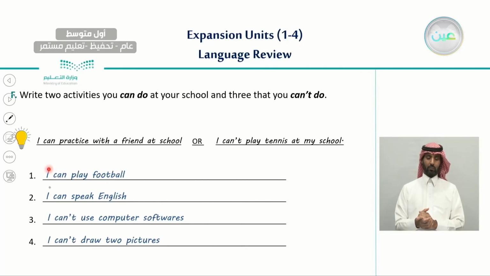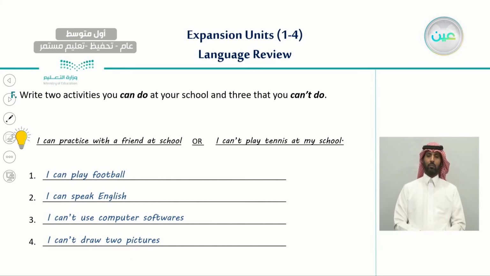The first one, I can play football, and you can add, but I can't play basketball at my school. The second one, I can speak English, and you can add, but I cannot speak Chinese at my school. The third one, I can't use computer softwares, and you can add, but I can use computer games. And the fourth one, I can draw two pictures, and you can add, but I can draw an apple, a fruit, or any example that you would like to add.